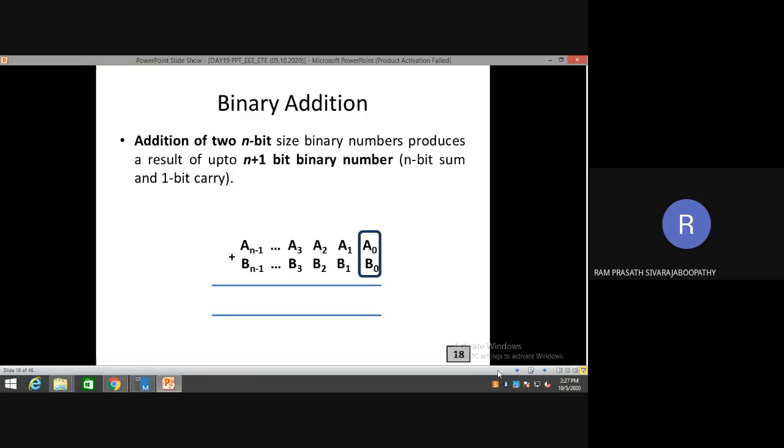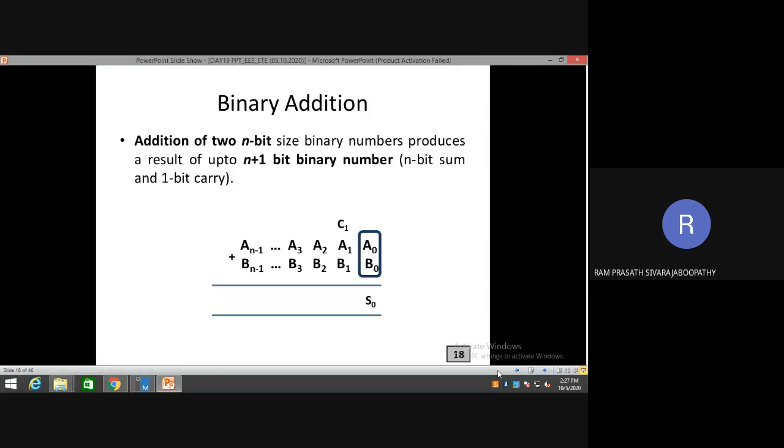See, A0, B0, I am going to add only 2 inputs, so a half adder is enough for me. The outputs of the half adder are sum and carry, S0 and C1, like that we have mentioned. Now my question is, how will you perform the addition of the next bit? Is adding A1, B1 alone enough? Yes. Very good, Srigiri. We have to use a full adder.